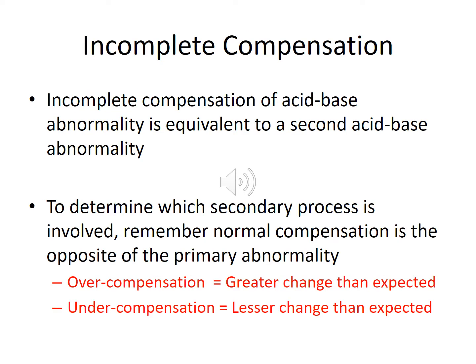For patients with incomplete compensation, it is possible to evaluate whether there are secondary or additional acid-base abnormalities. To define these abnormalities, remember that normal compensation is physiologically the opposite of the primary abnormality and that patients can be in one of three states. In the first state, compensated abnormalities, the ABG changes are exactly what is expected or what is calculated using the appropriate formula. In the second state, the overcompensated abnormalities, the ABG changes are greater than what is expected or what is calculated using the appropriate formula. In the third state, undercompensated abnormalities, the ABG changes are less than what is expected or what is calculated using the appropriate formula.